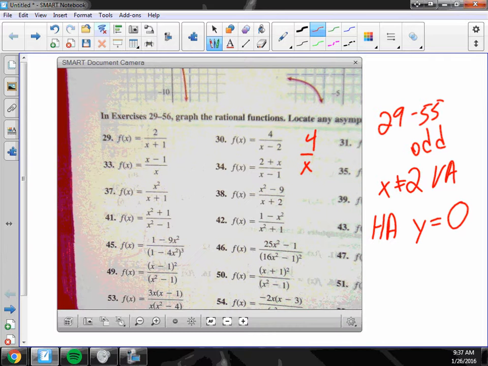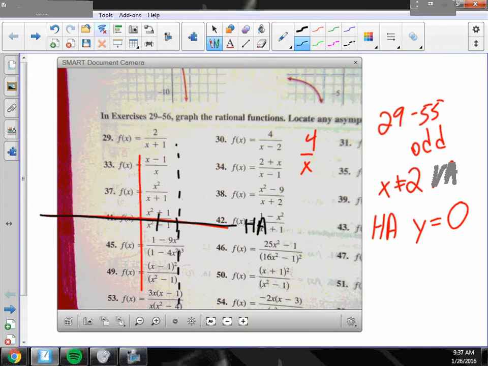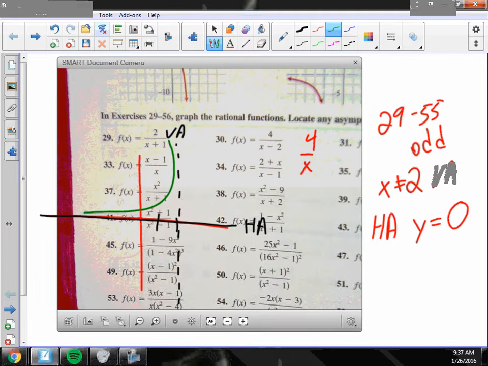So to graph this, and we're going to graph them very quickly. So I have a horizontal asymptote at 0, and I'm going to label it as an HA. And then at x equals 2, I have a vertical asymptote. And now I just have to decide, what is the graph going to look like? So it's going to be some combination of, don't draw these yet, of this. It's going to be 2 of those. Okay?